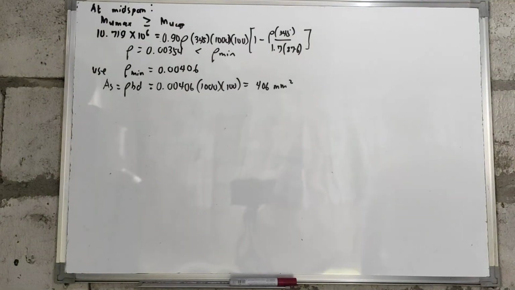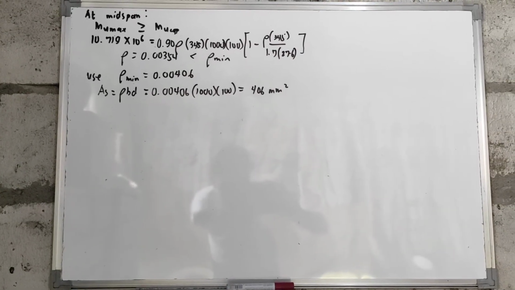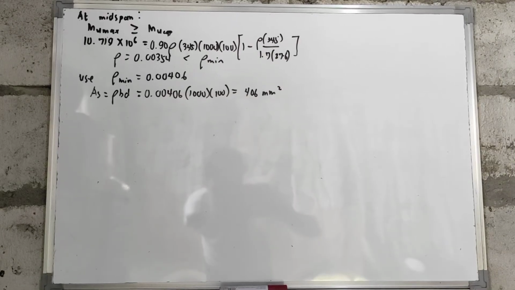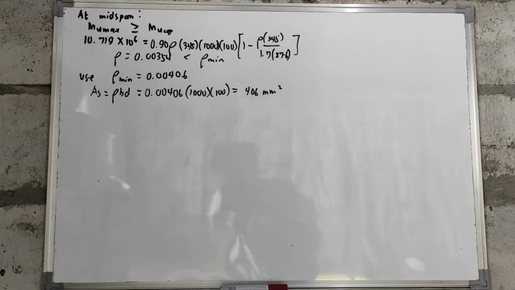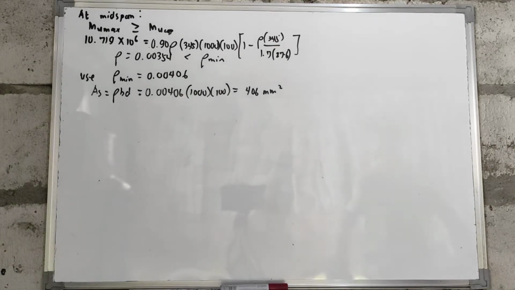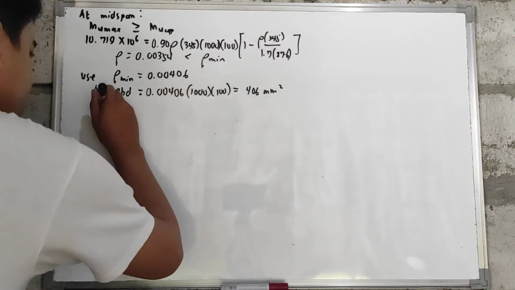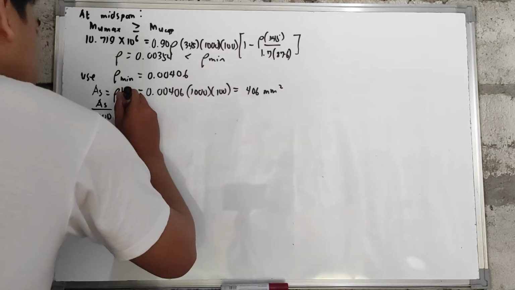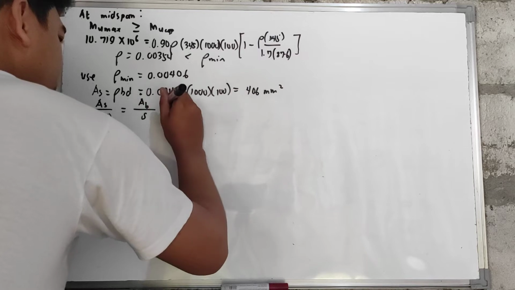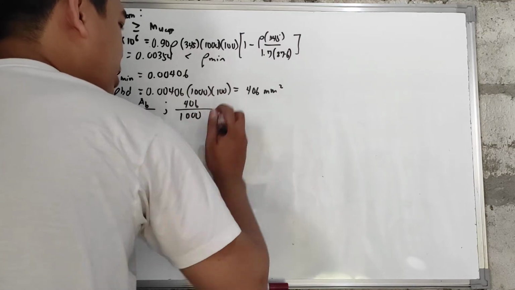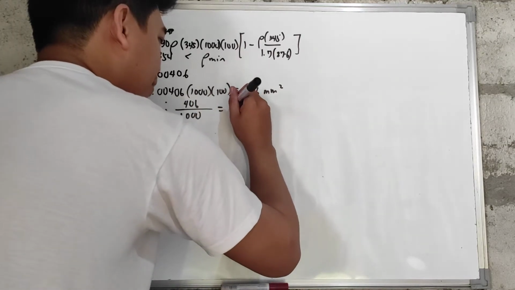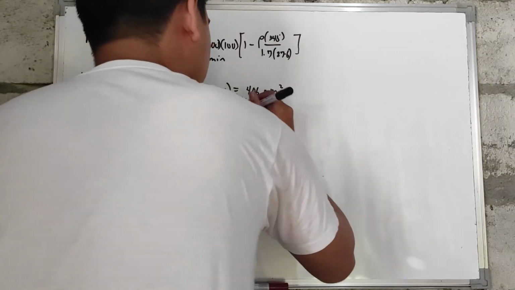So after nating makompute yung value ng area of steel reinforcement natin, we're going to compute for the value of the spacing of your reinforcement dun sa midspan natin. So yung formula natin dyan will be ratio and proportion lang tayo dito. So that will be As over 1,000 is equals to yung area ng isang bakal over yung spacing. So yung As natin na 406 over 1,000 is equals to area ng isang bakal, that is pi over 4 multiplied by 12 squared over yung spacing natin.